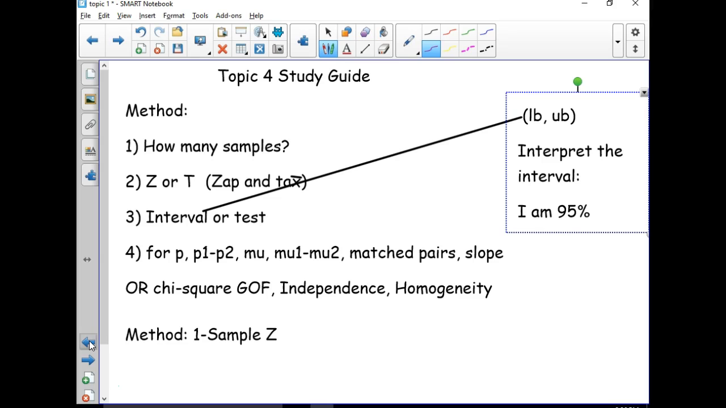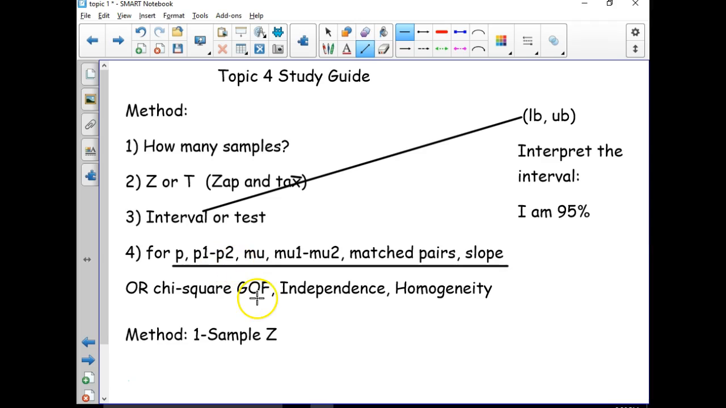Finally, you say, okay, then for what? So here, right here, if I underlined it, these are all parameters, okay? P would be for 1 sample. P1 minus P2 would be for 2 samples, right? So P is for 1 sample. P1 minus P2 is for 2 samples, dealing with proportions. Mu is for 1 sample. Mu1 minus Mu2 is for 2 samples. And then match is it with difference. So most likely, if you get it in a free response problem, it will be something where the treatment is what? Do you remember the matched pairs?